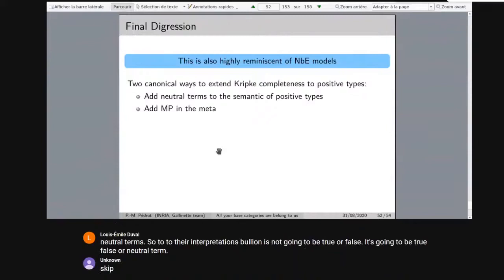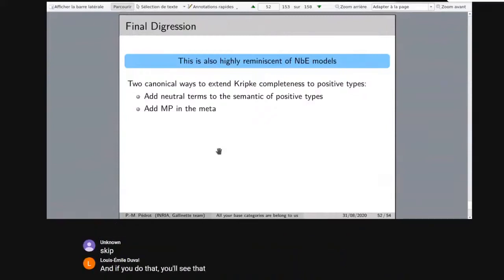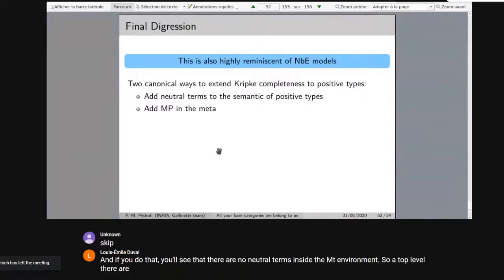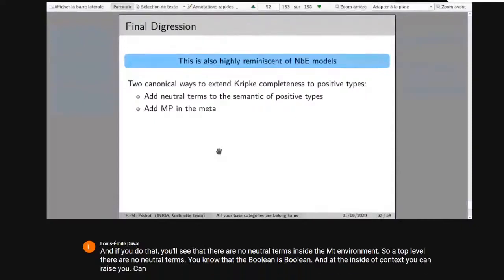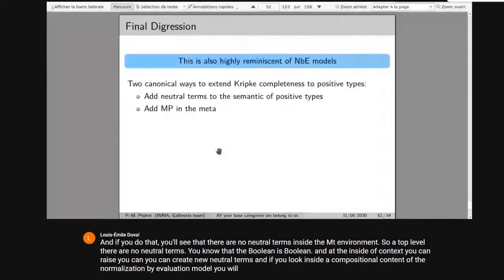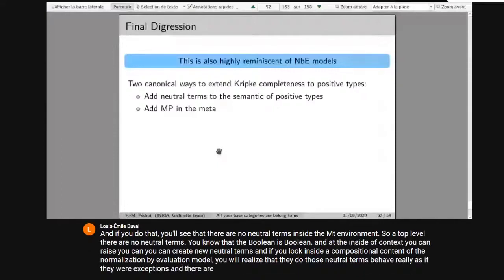And if you do that, you'll see that there are no neutral terms inside the empty environment. So at top level, there are no neutral terms. You know that the Boolean is Boolean. And inside a context, you can create new neutral terms. And if you look inside the computational content of the normalization by evaluation model, you will realize that those neutral terms behave really as if they were exceptions, and they are handled by the binders that are introducing them.